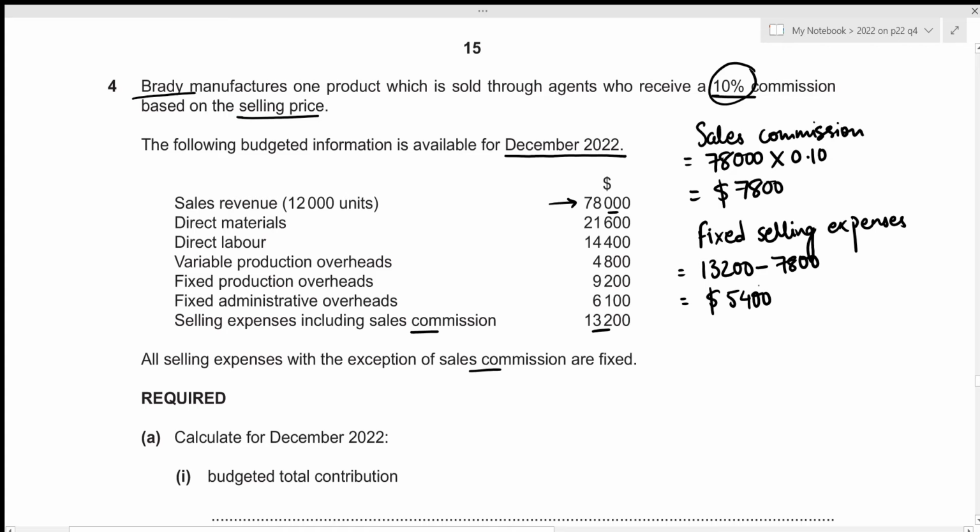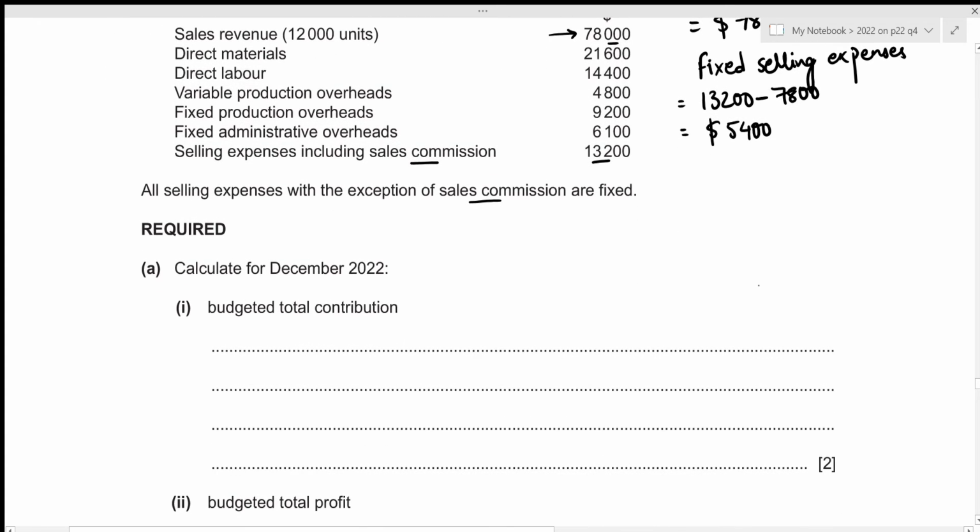All right, now let's have a look at our question. We need to calculate for December 2022 the budgeted total contribution. And the formula for total contribution is just going to be the total sales revenue minus the total variable costs. Okay, now we were given the total sales revenue to be 78,000 right here. Let's write it down. And we need to subtract all of our variable costs.